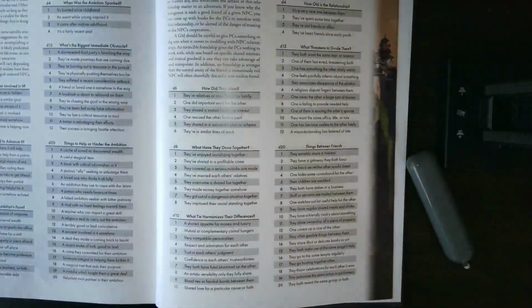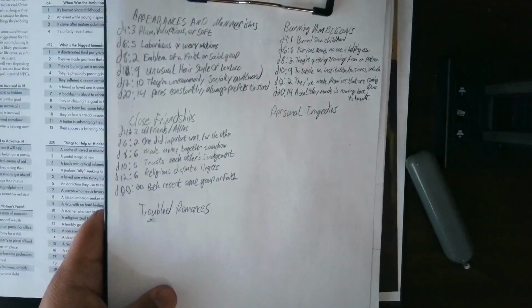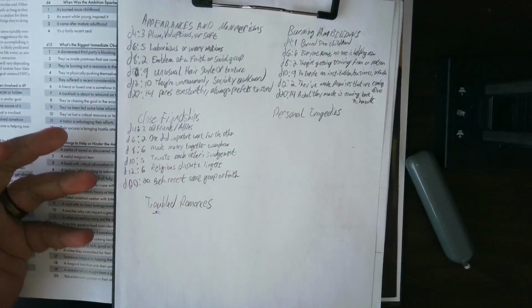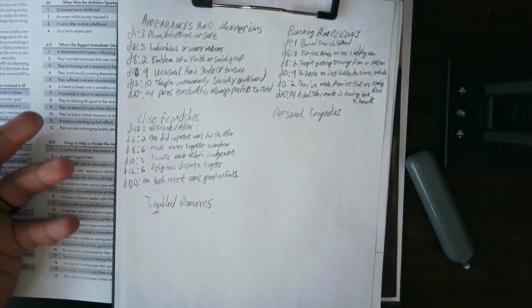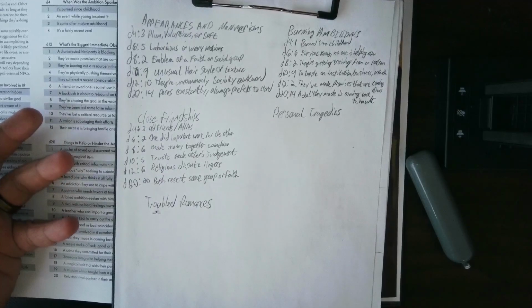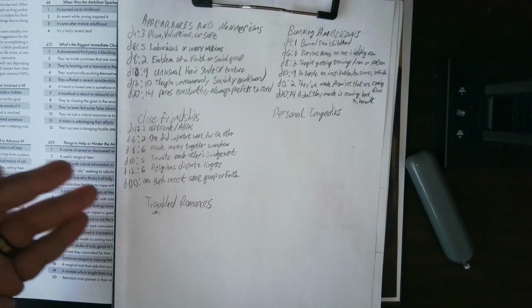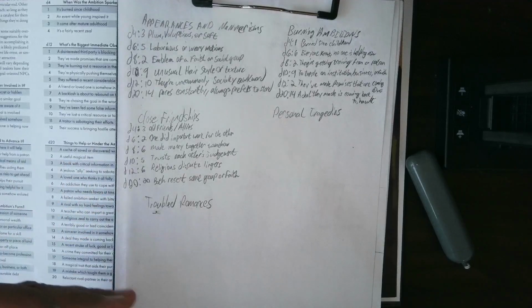All right, so we've established a close friendship with an old friend or an ally. They did important work for each other, and they made money together somehow. Makes me think they're maybe part of the merchant class or something like that. They trust each other's judgment. The religious dispute lingers between them, but both resent the same group or faith.